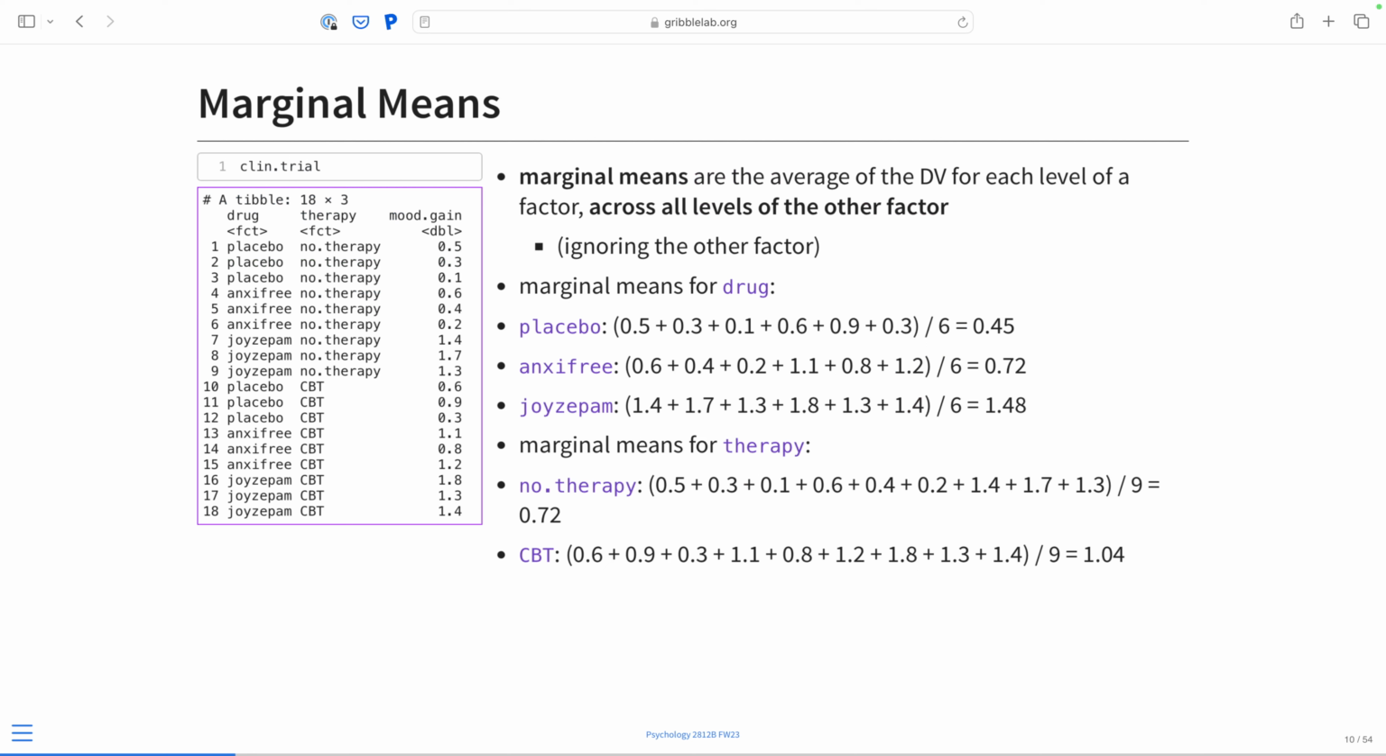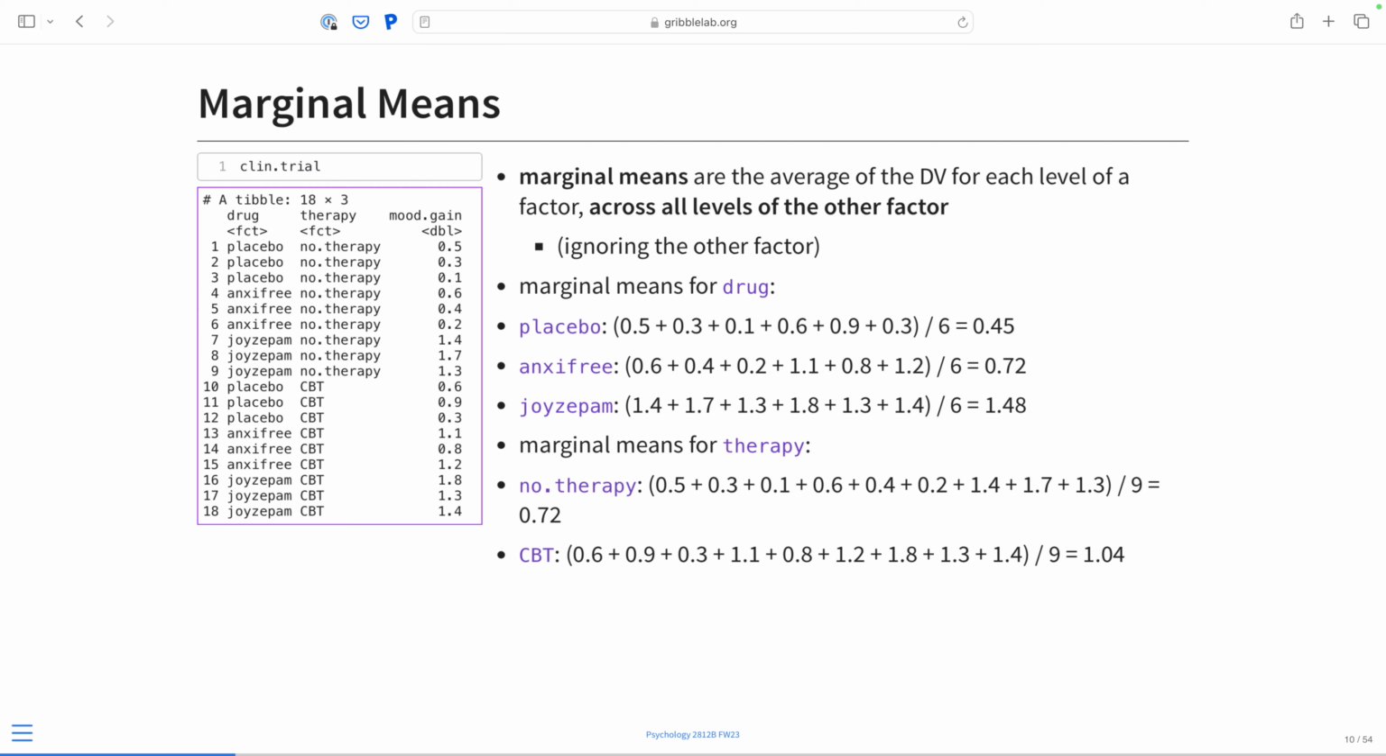So let's talk about marginal means and what they are, because you'll encounter that phrase a lot when you read about 2-factor ANOVAs. Marginal means, it's very simple in fact, they're just the average of the dependent variable for each level of a factor when you average across all levels of the other factor. Or another way of saying it, you just ignore the other factor.